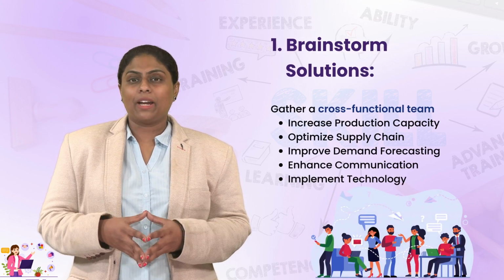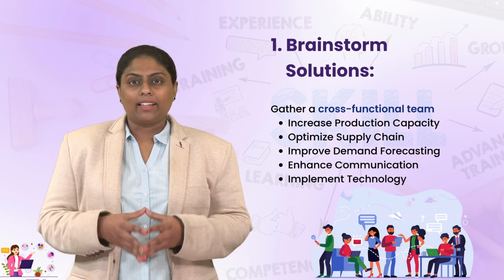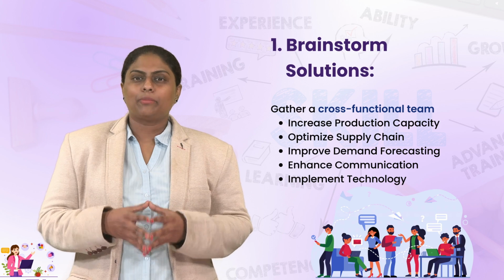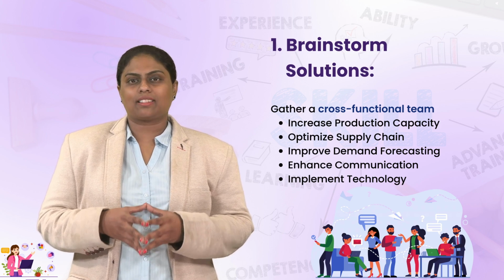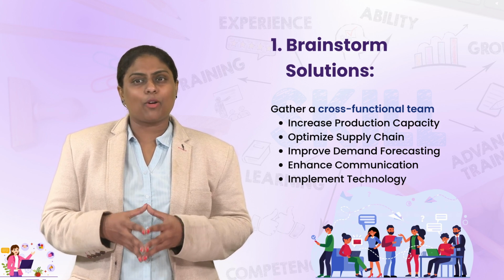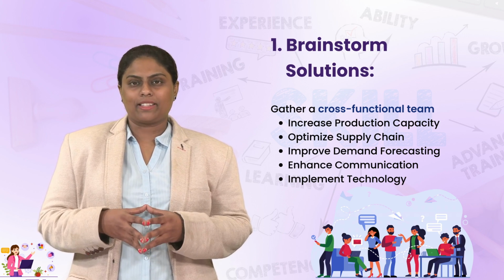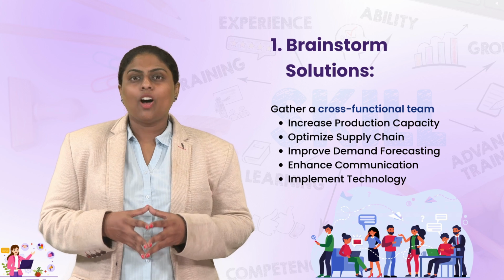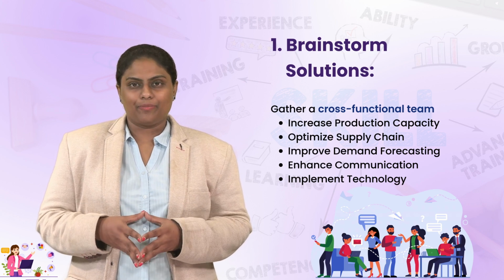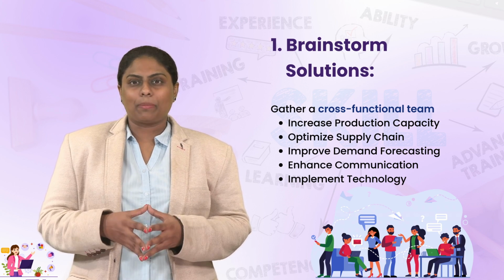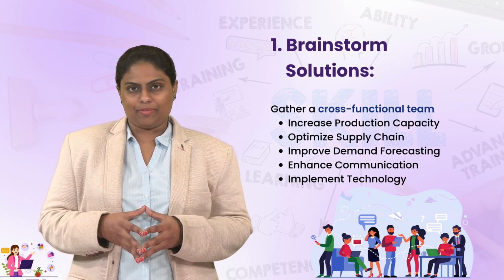First is the brainstorm solution. Gather a cross functional team, that is, supply chain, production, sales, and customer service, to generate possible solutions. Increase production capacity, add more shifts, or hire temporary staff. Optimize supply chain, identify and resolve supplier delays or bottlenecks.